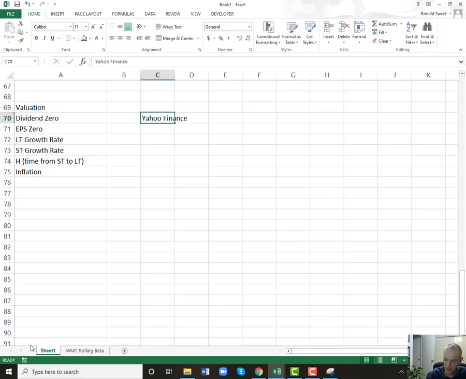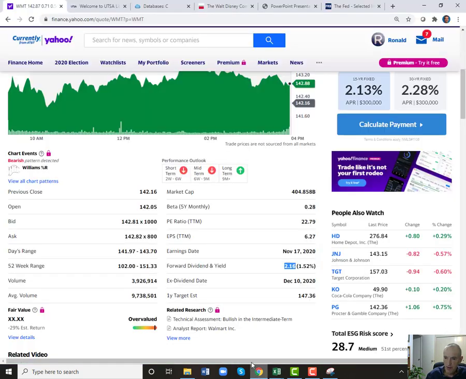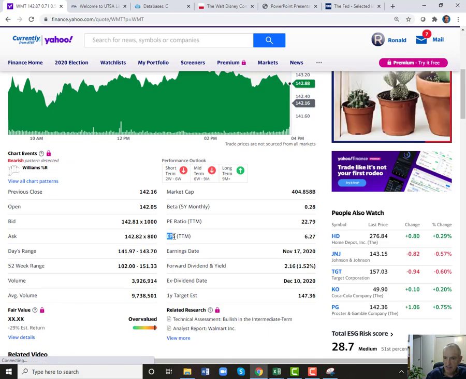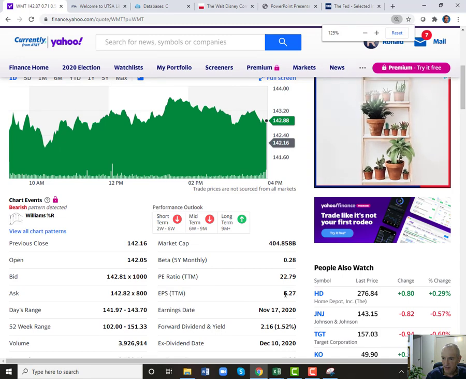And so we've got 0.54 times 3 plus 0.53. And so there's their dividend, $2.15 for the last 12 months. The earnings per share 0, that we can get from Yahoo Finance. The EPS at TTM means trailing 12 months, and that's $6.27.